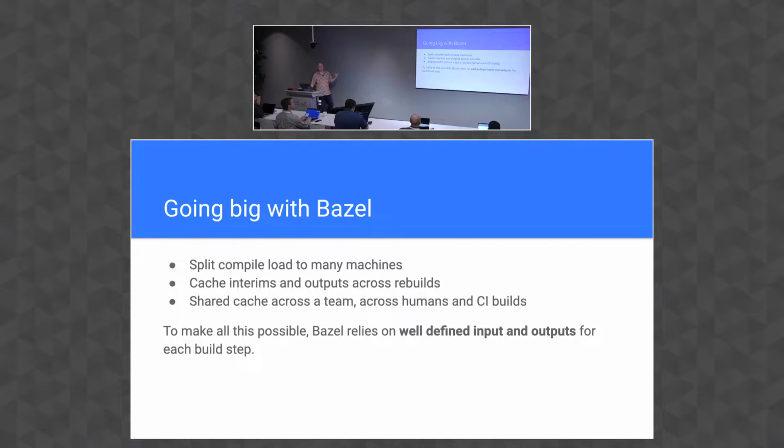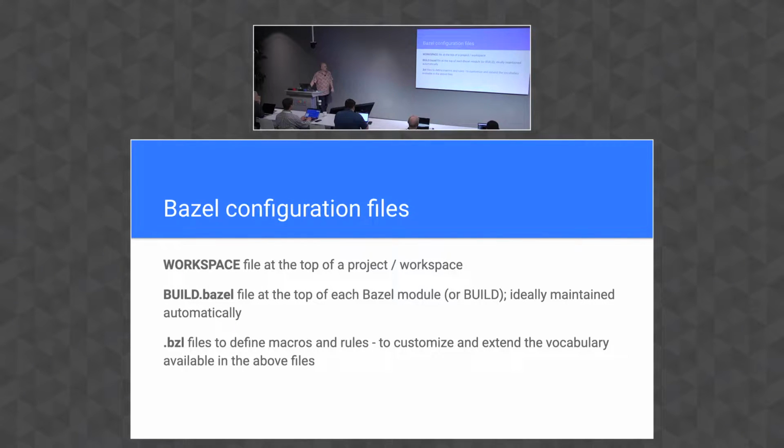So all of the great things that can be done with Bazel at the macro level depend on getting rules done right at the micro level. And so for Bootcamp, we're going to be working at the macro level. We're not going to set up splitting compile loads across machines, but we're going to look at the details that make it possible to do that. Most of those details live in these 3 types of files.